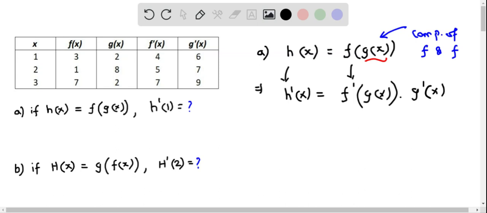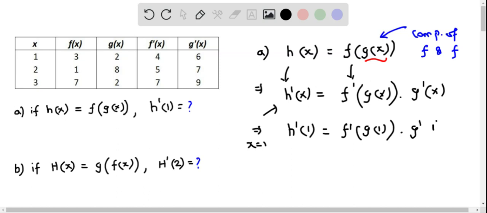Now we can find h prime of 1. I'm going to plug in x equal to 1 into this equation, or I replace the x's with 1. Therefore I get h prime of 1 equals f prime of g of 1 multiplied with g prime of 1. Now we can get all these values, g of 1 and g prime of 1, from the table. So let's pull them from the table and substitute them here.